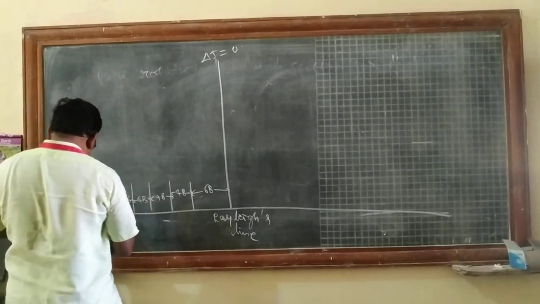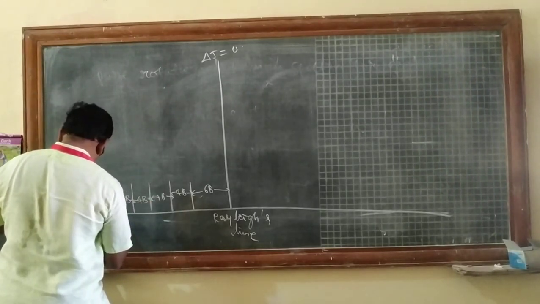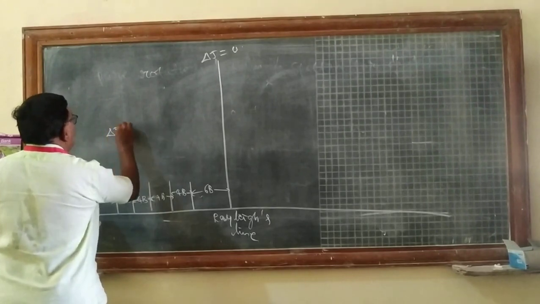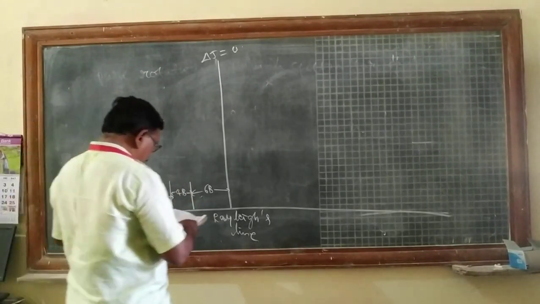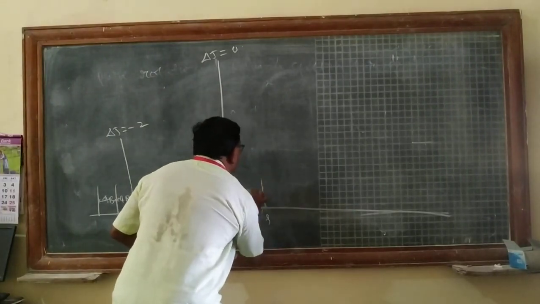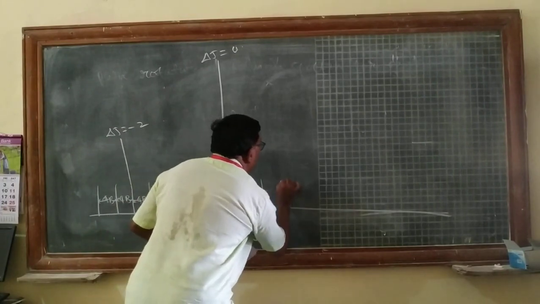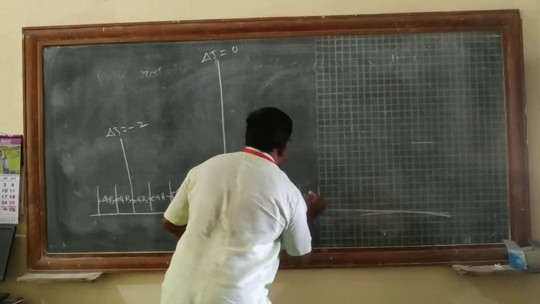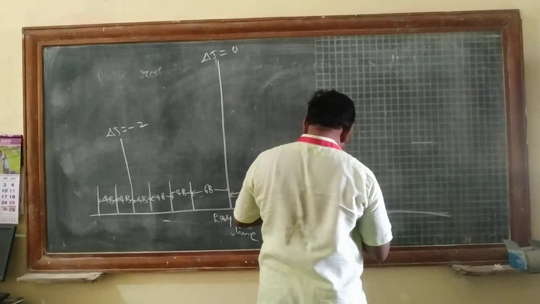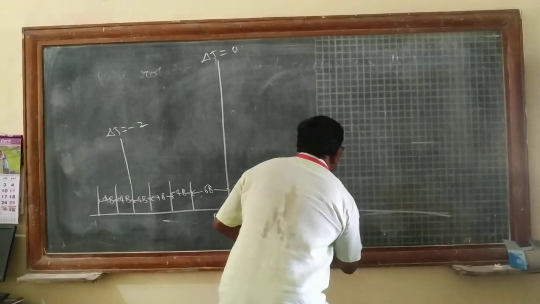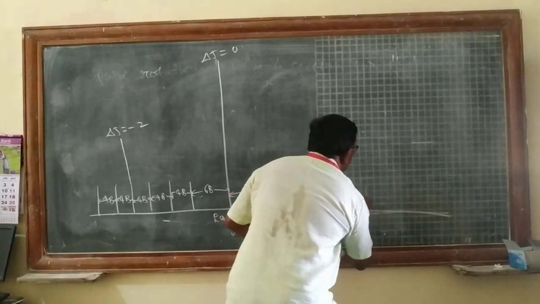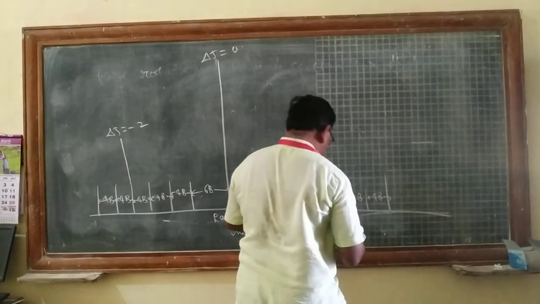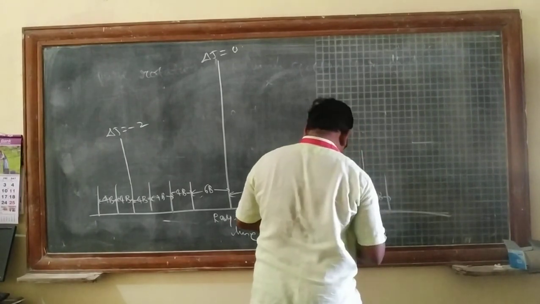4b. So in this, the line delta J is equal to minus 2, and this side is also the same: a 6b, a 4b, a 4b, a 4b, a 4b, and this is also a 4b. So we will be having this spectrum line.